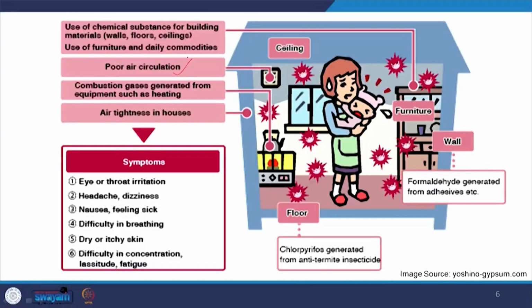Another very important reason is poor air circulation, by which the concentration of contaminants in a particular space would increase. There are combustion gases generated from equipment such as heating equipment or even cooking in the kitchen. If the exhaust is not done properly, all these contaminants and suspended particles would remain trapped inside and act as contaminants. And then air tightness: if there is insufficient ventilation and the house has been made very airtight, all that would lead to contamination and hence sick building syndrome.